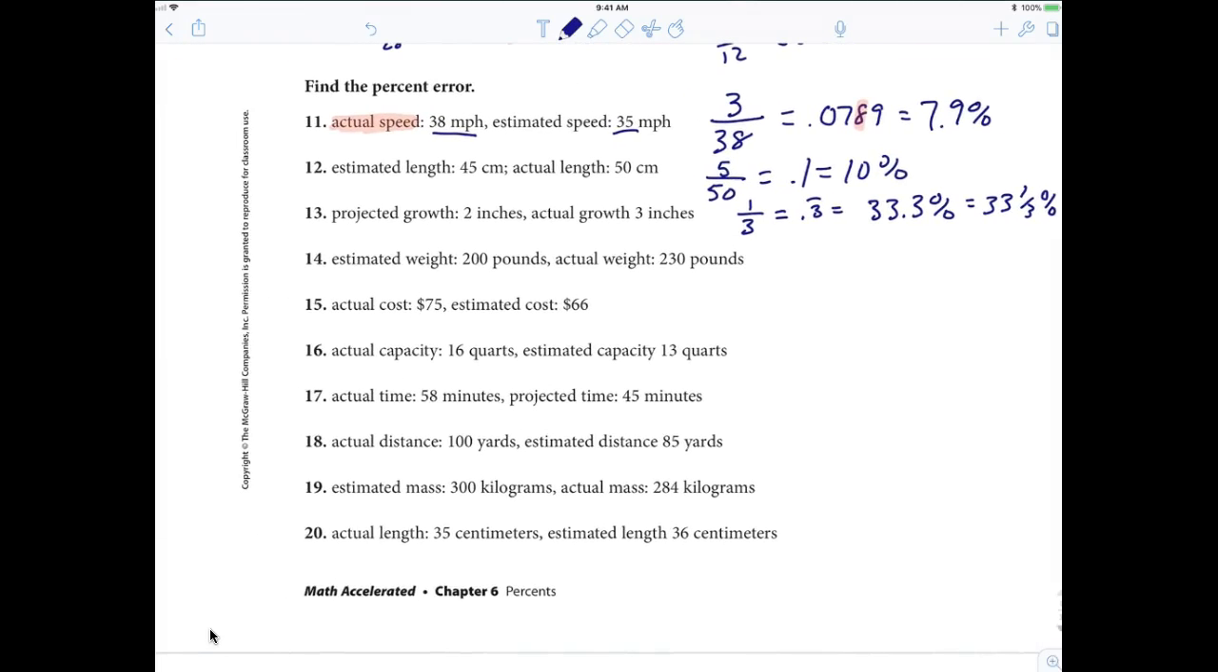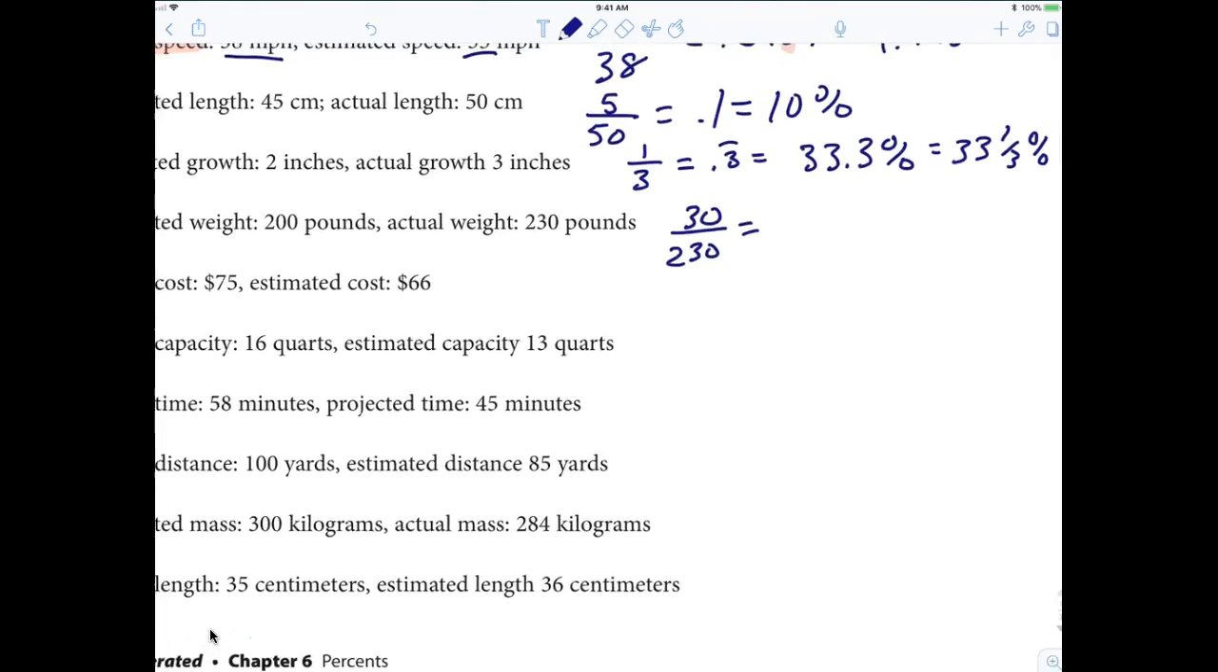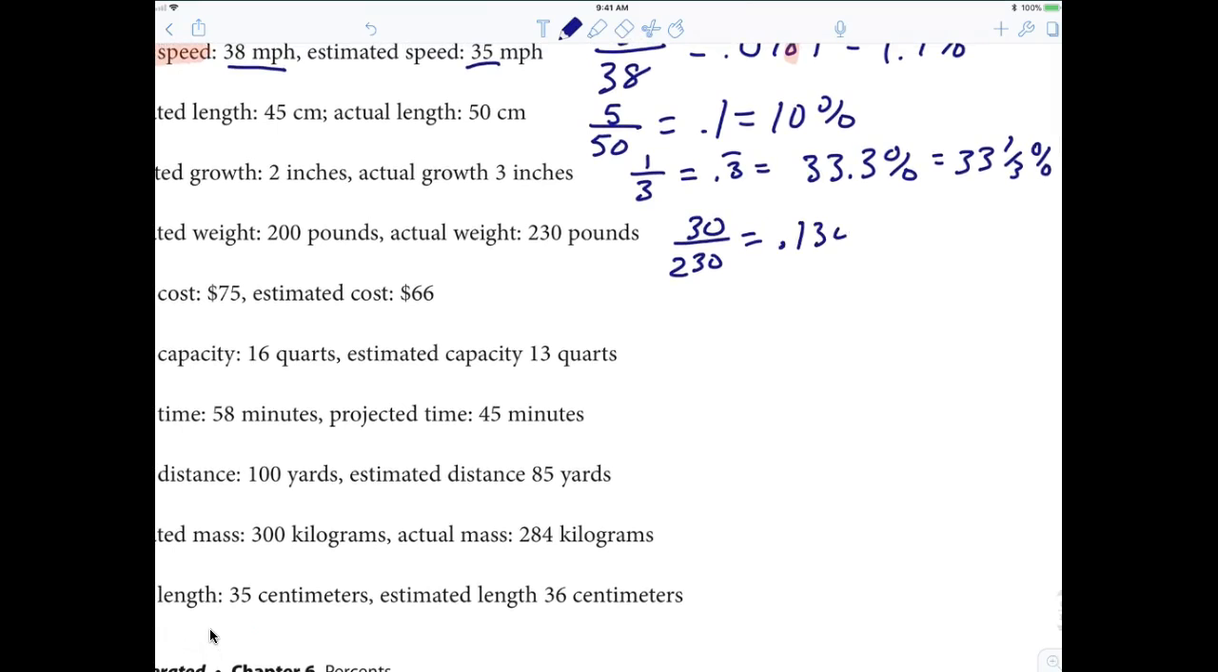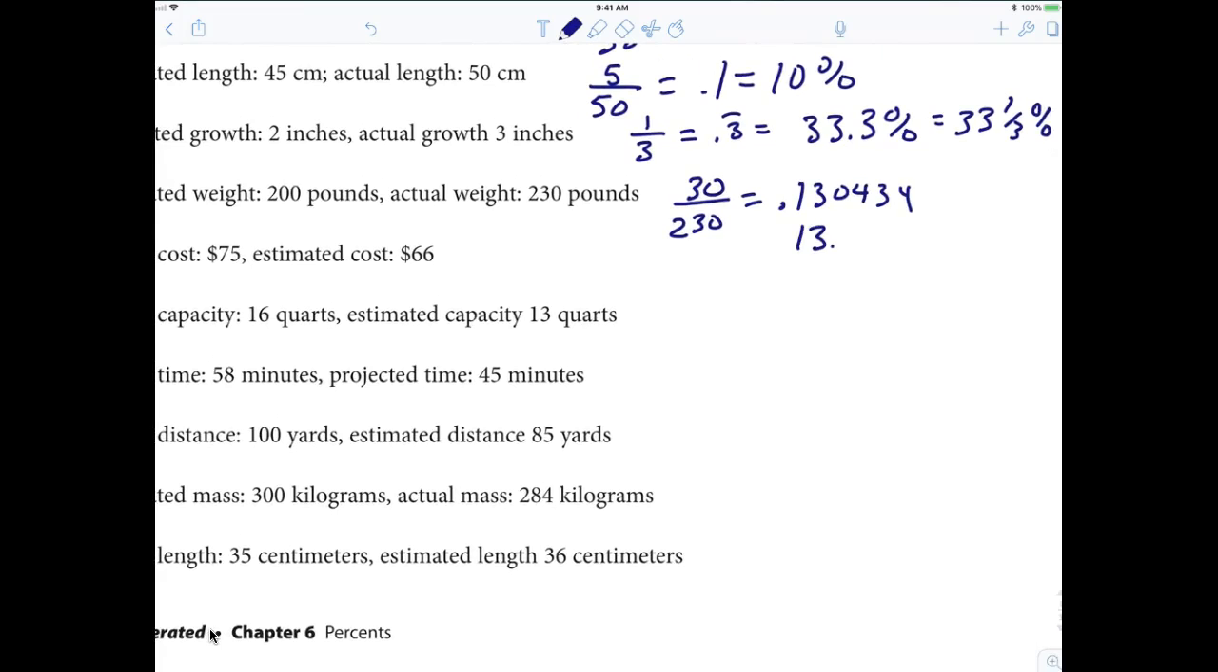Vivian, tell me about 14. Changes 30. Yep. 30 over 230. Okay, so what percent is that? Yes, 13.0%. Sometimes they write 0.0 to show you that they've rounded it.